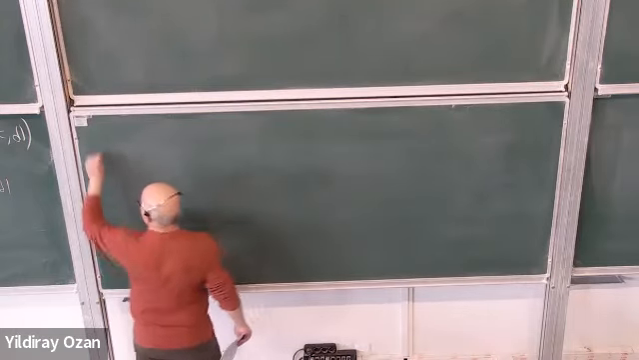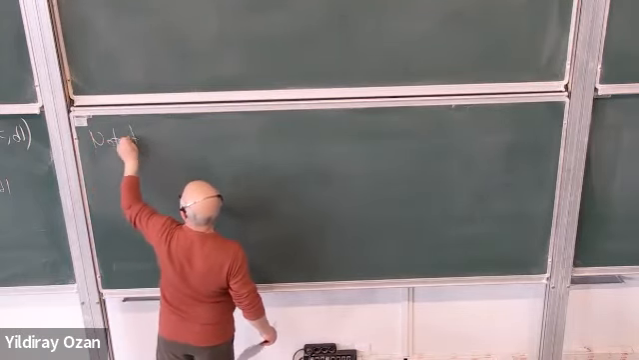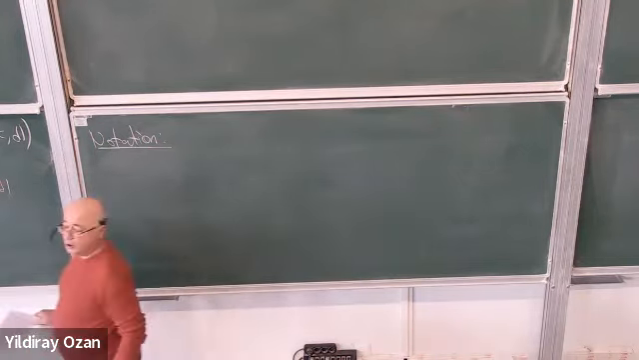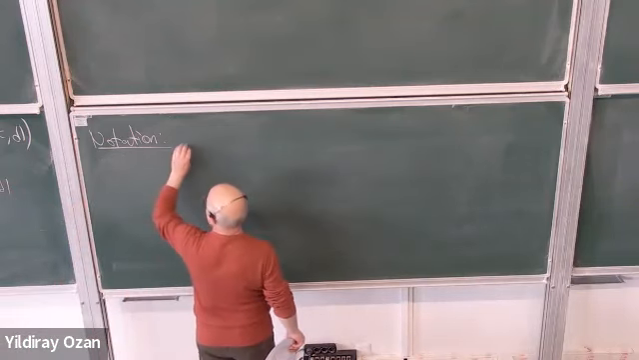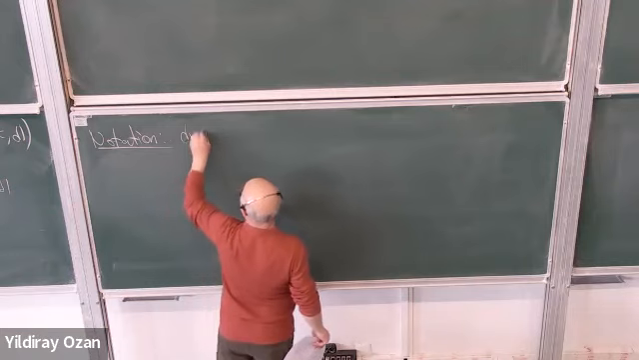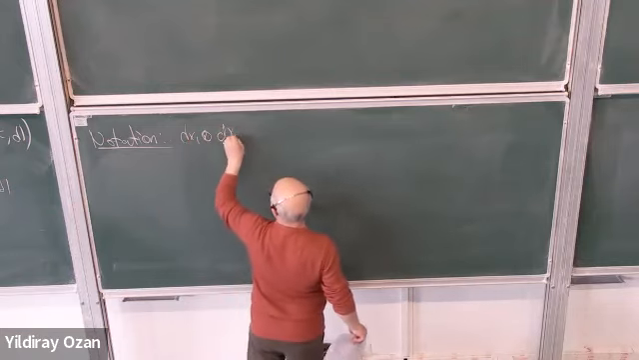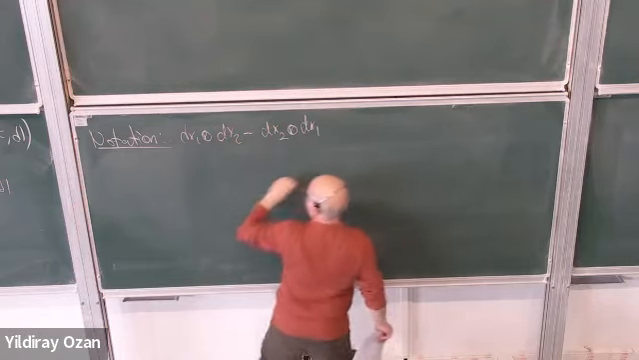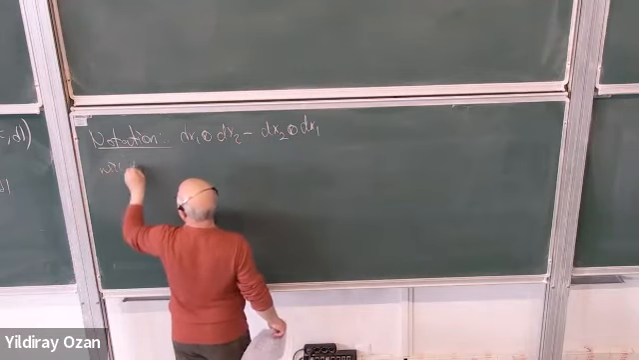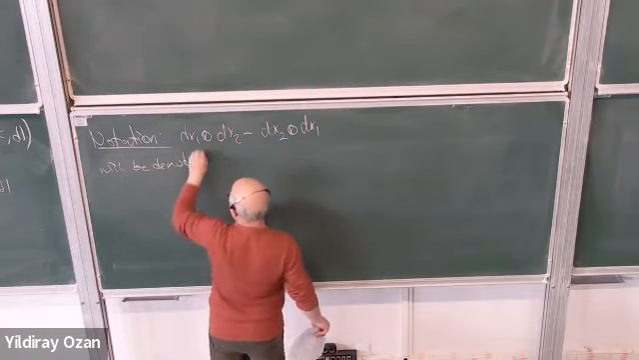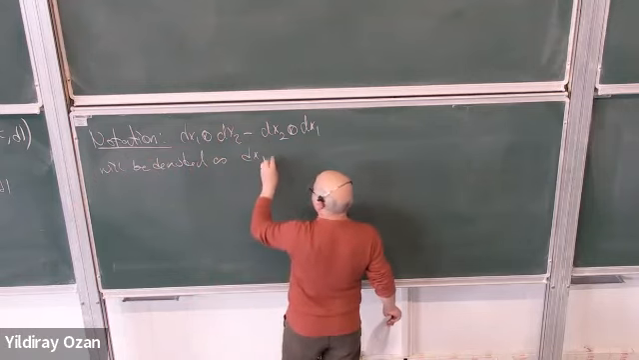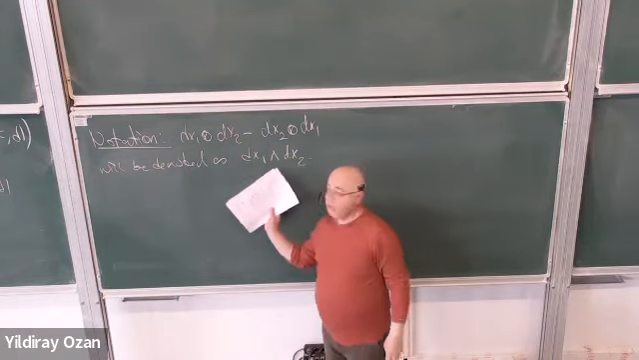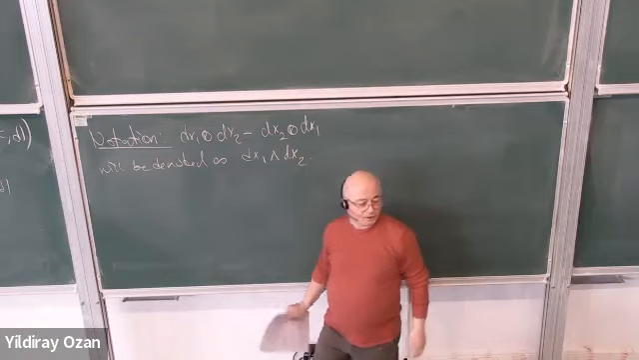We have a notation. This expression will be denoted as follows: dx1 dx2 minus dx2 dx1 will be denoted as dx1, we say wedge product, dx2. So this is nothing but this expression, okay?